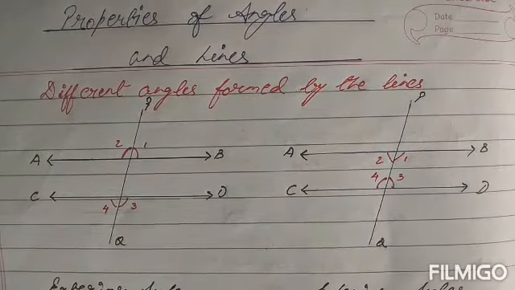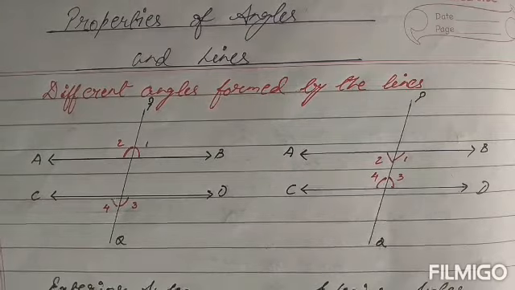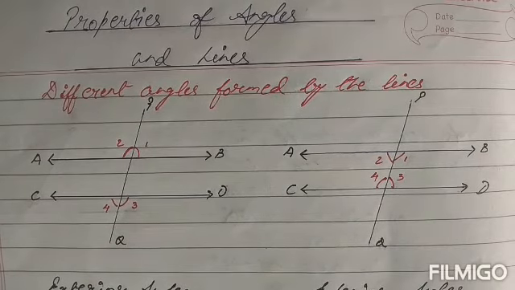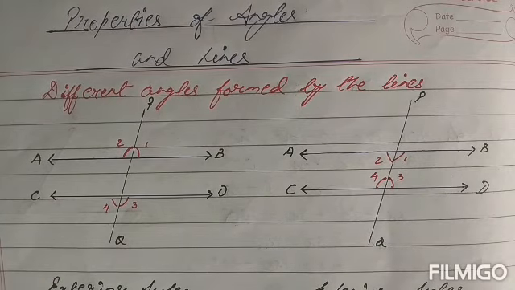Today we are going to begin with the properties of lines and angles, the further portion of the chapter. And further we are going to solve exercise 25B. So we begin with the lesson.